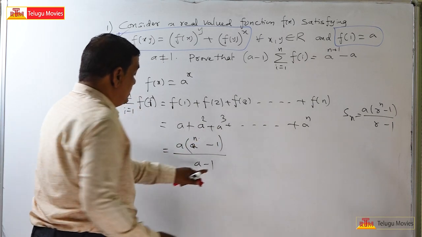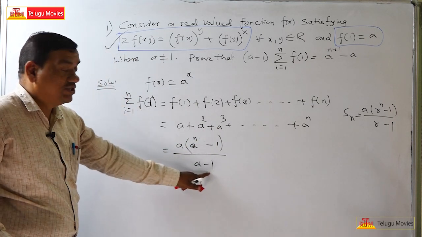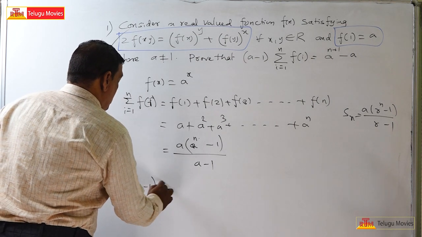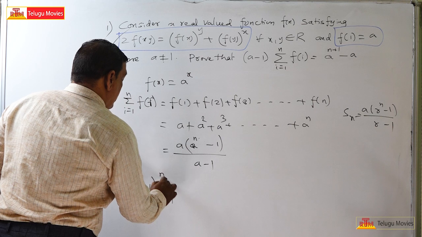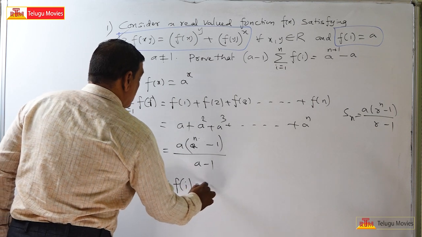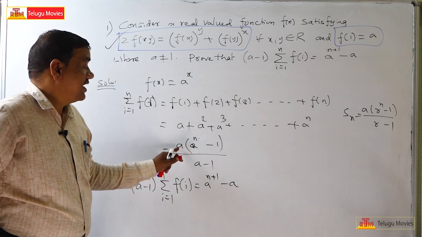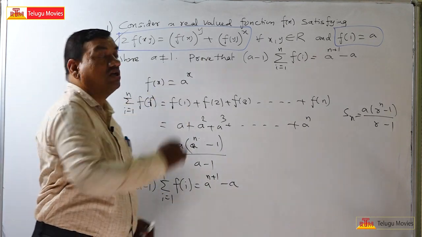So let us take a minus 1 to the other side by cross multiplication. So a minus 1 into sigma i runs from 1 to n of f of i is equal to a power n plus 1 minus a power n plus a multiplied inside, minus a. So this is the result we got.